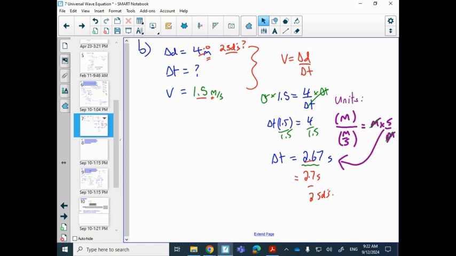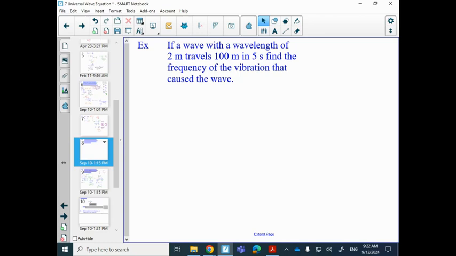All right, so we have, if a wave with a wavelength of 2 meters travels 100 meters in 5 seconds, determine the frequency of the vibration that caused the wave. So this is just a very straightforward one as well. Notice there's no problem units here. Your SI units are all matched up nicely.